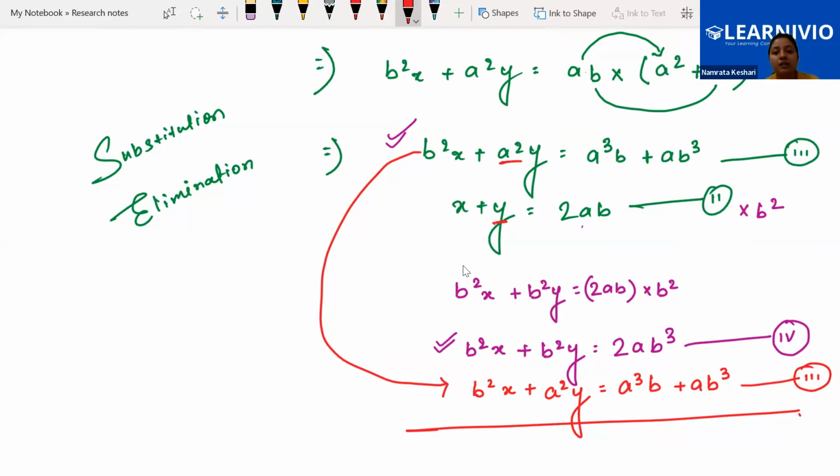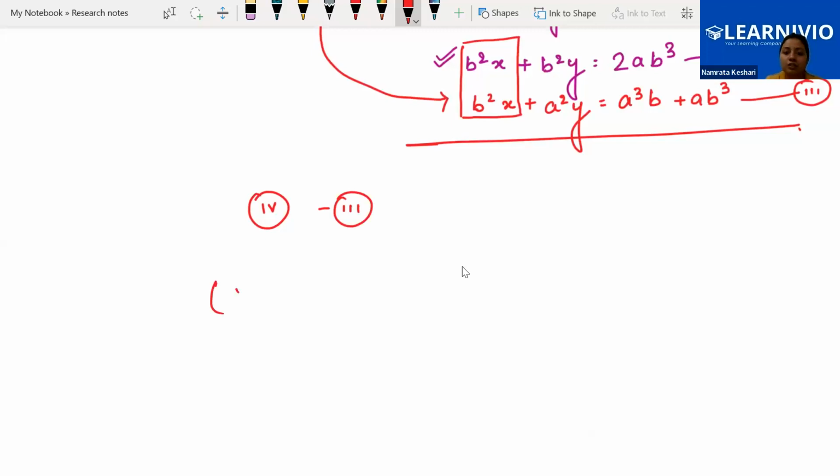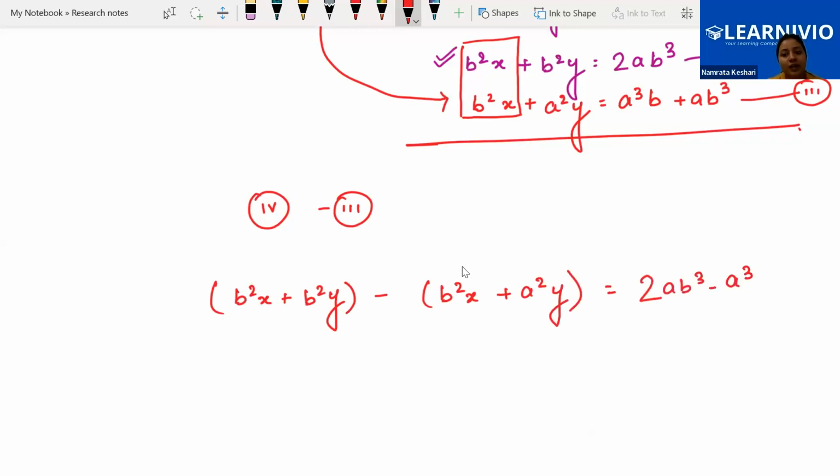Now we are going to eliminate the variable x because the x coefficient is same. For now we are having this part same. We will be able to eliminate it by doing the subtraction over here. So let's do the subtraction. Equation number 4 minus equation number 3. So it will become b square x plus b square y minus b square x plus a square y is equals to 2ab cube minus a cube b.